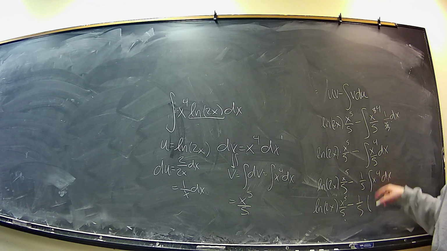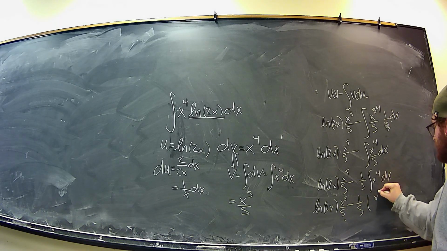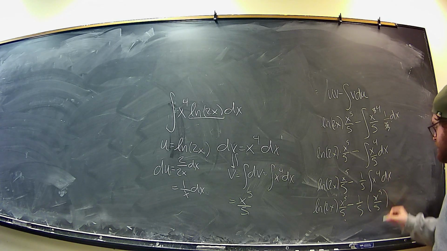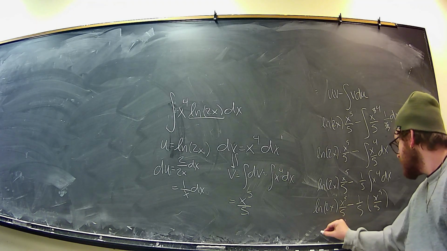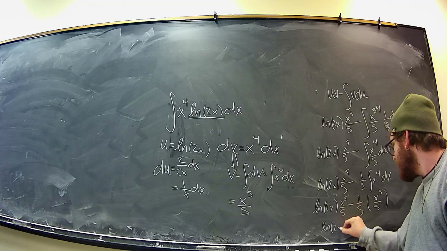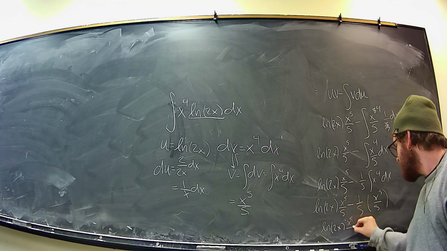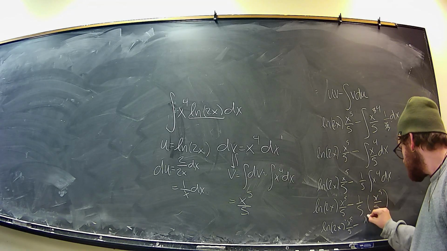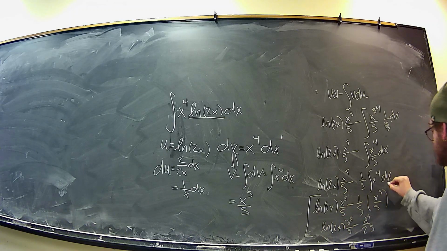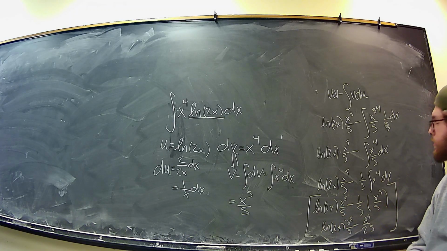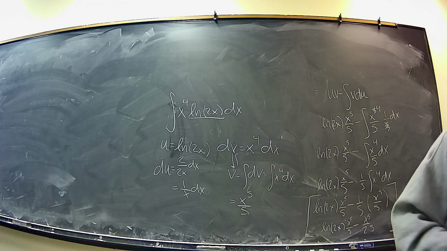Now I've got natural log of 2x, x to the fifth over 5, minus 1/5 times the antiderivative of this, which is x to the fifth over 5. We leave it as that, or we can simplify it just a little bit more to get natural log of 2x, x to the fifth over 5, minus x to the fifth over 25. Either of those are acceptable answers. Whichever one you'd want to put, I can live with that.